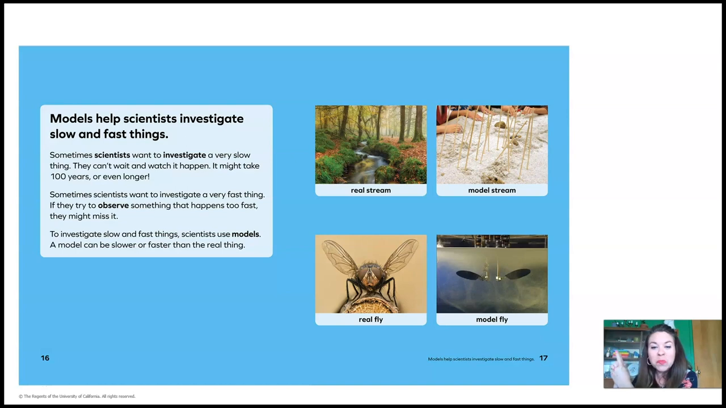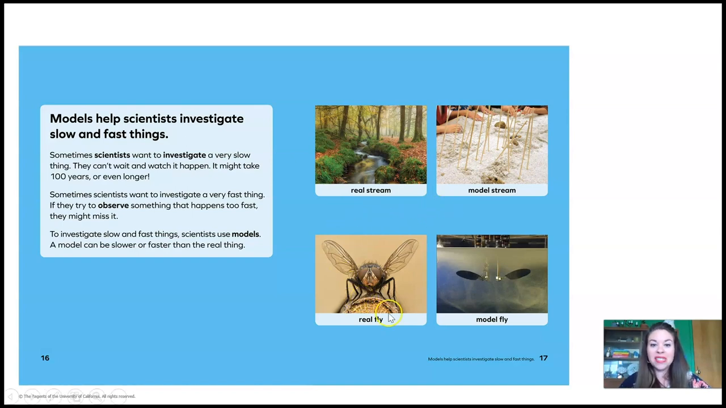So let's take a look at these pictures. These pictures are showing us examples of models. On the top, this is a stream. A stream is like a little river. And this is a real stream. So if scientists wanted to observe and investigate a real stream, they could use a model stream. See this model that they've made? It looks like right here, they're gonna dig out a space and maybe put water through it so they can study how the stream flows. That would be really helpful.